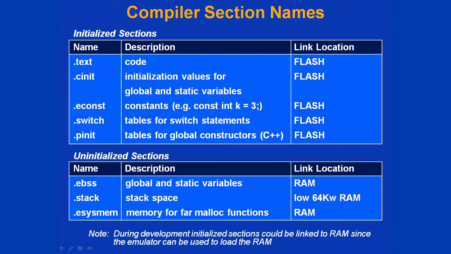This is a small list of compiler default section names. The top group are initialized sections and they are linked to Flash. In our previous code example, we saw .text was used for code and .cinit for initialized values. The bottom group are uninitialized sections and they are linked to RAM. Once again, in our previous example, we saw .ebss used for global variables and .stack for local variables.